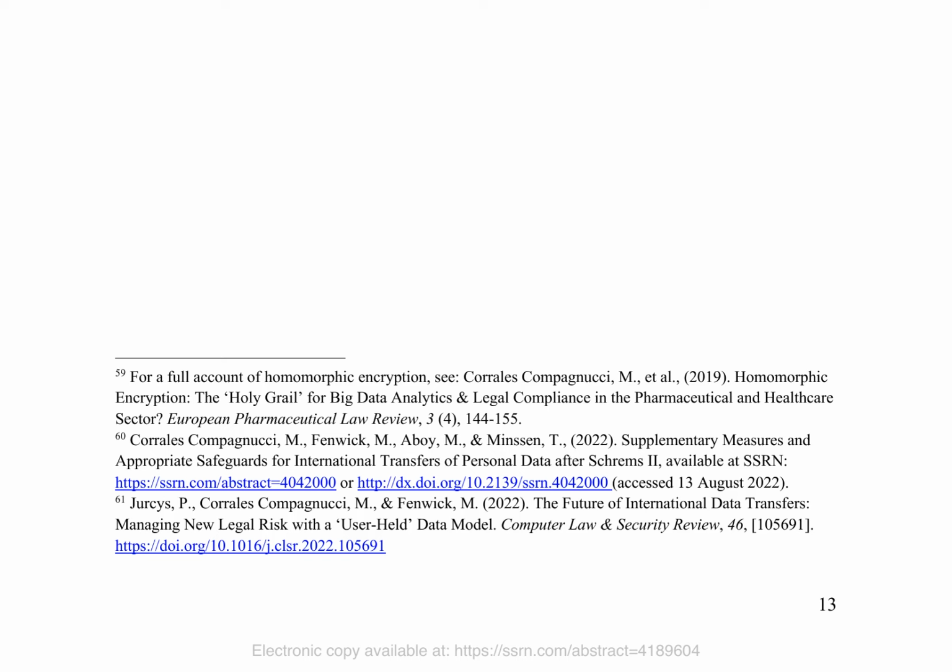The paper concludes by emphasizing the importance of exploring novel solutions to address these challenges, particularly in the context of international data transfers and privacy-preserving data analysis. It underscores the potential of homomorphic encryption and user-held data models to enhance data protection and compliance with legal frameworks, while also enabling effective data utilization for various purposes.